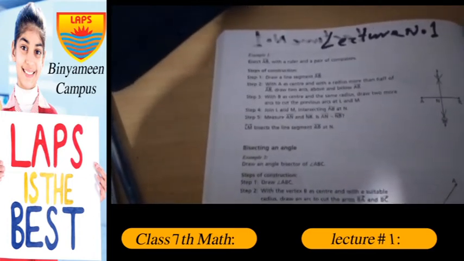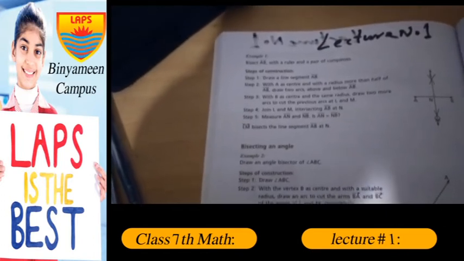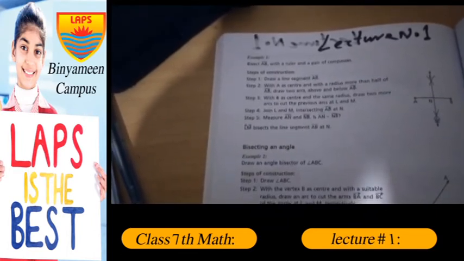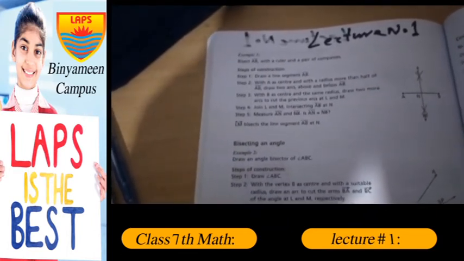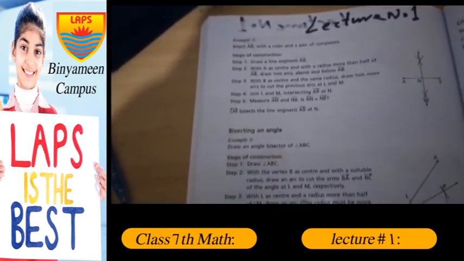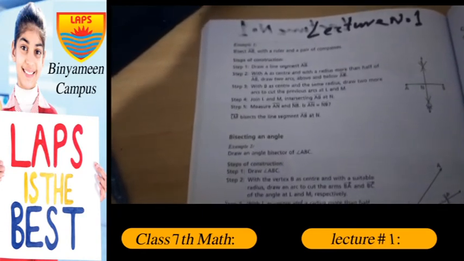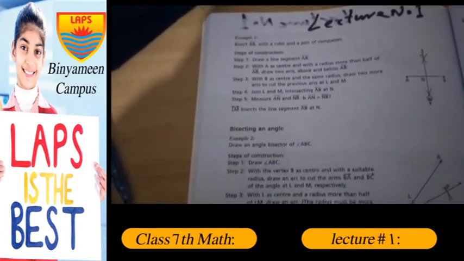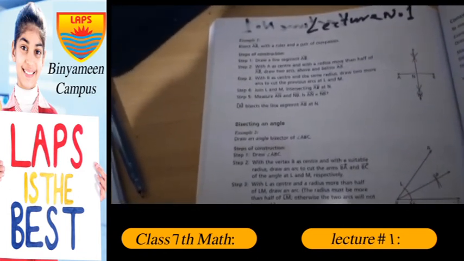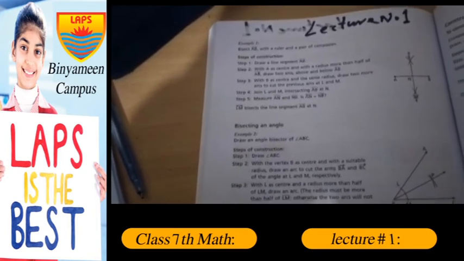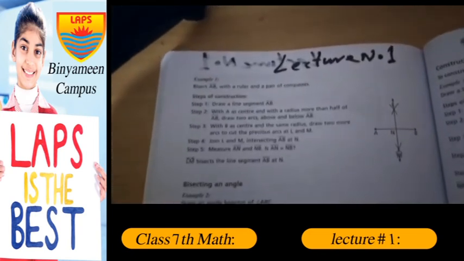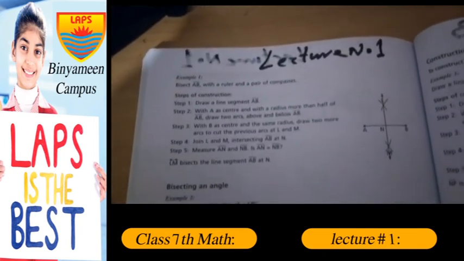below AB. Step 3, with B as a center and the same radius, draw two more arcs to cut the previous arcs at L and M. Step 4, join L and M intersecting AB at N. Step 5, measure AN and NB. As AN is equal to NB, LM bisects the line segment AB at N. Now you can check in the diagram AB and LM.